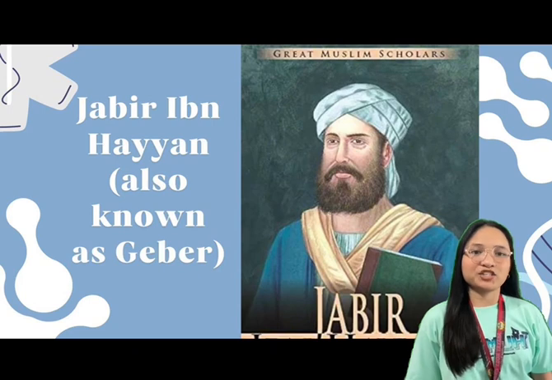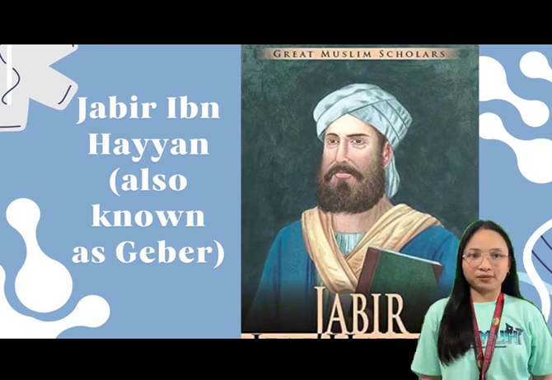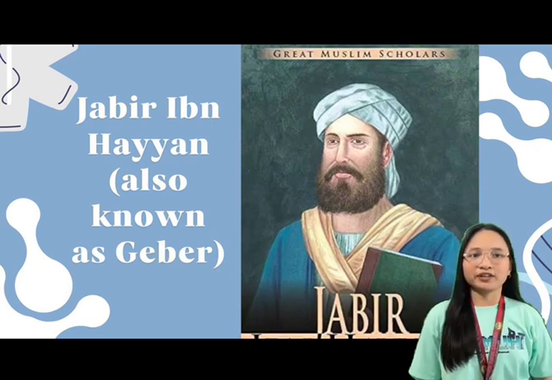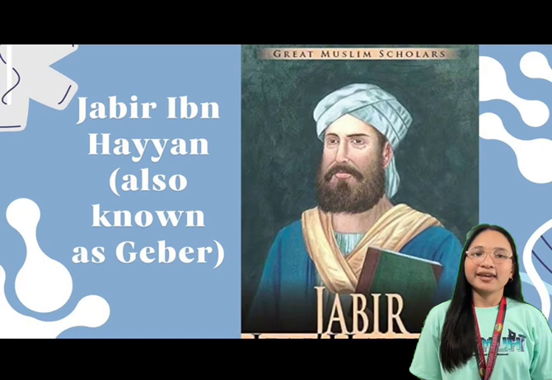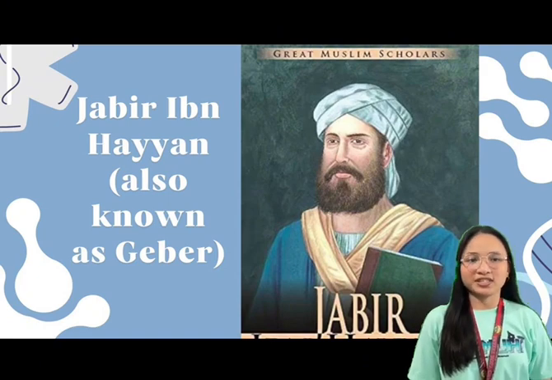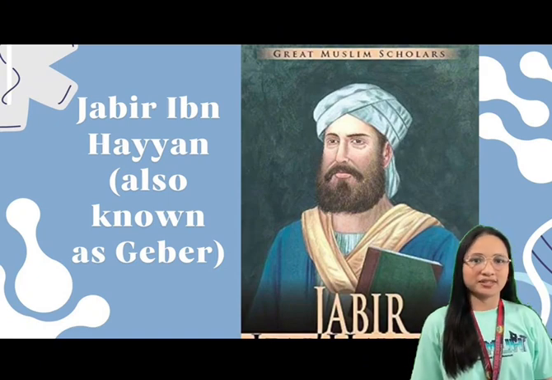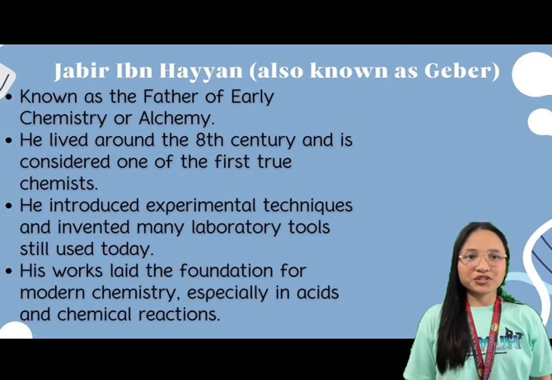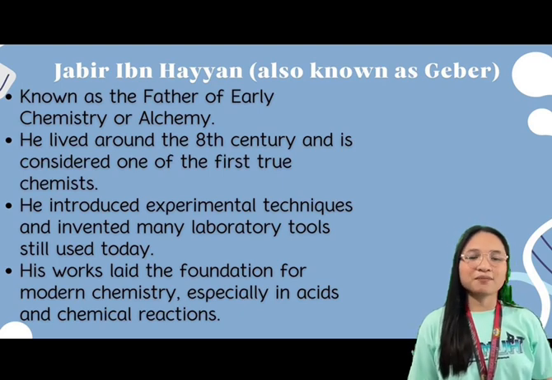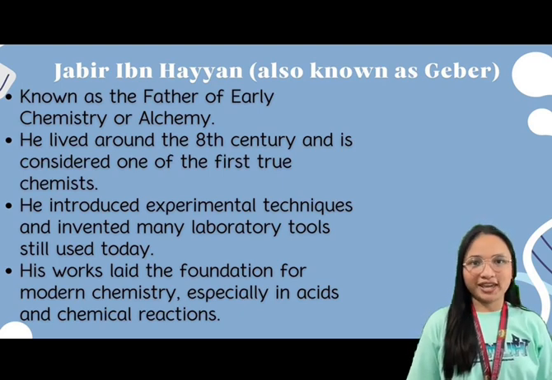The second one is Jabir ibn Hayyan, also known as Geber. He was known as the father of early chemistry or alchemy. He lived around the 8th century and was considered the first true chemist. He introduced experimental techniques and invented many laboratory tools that are still used today.